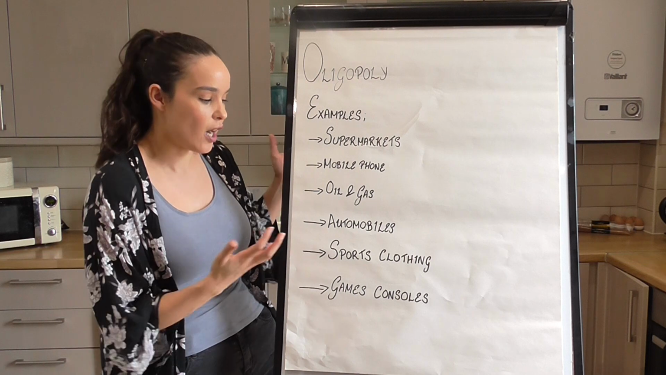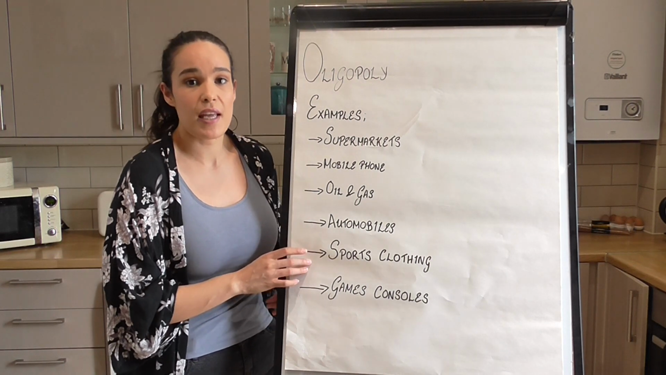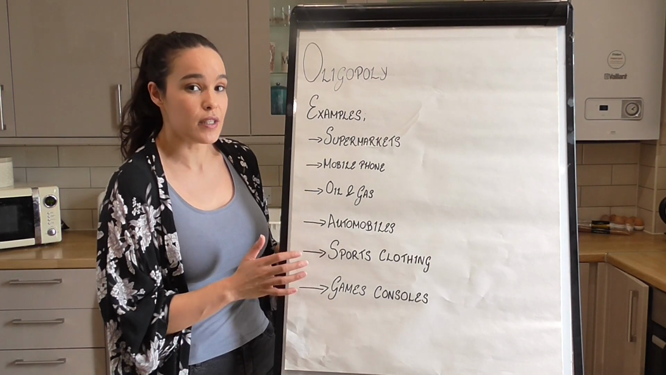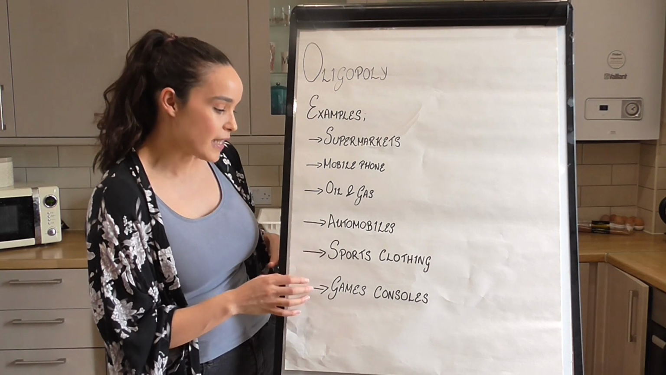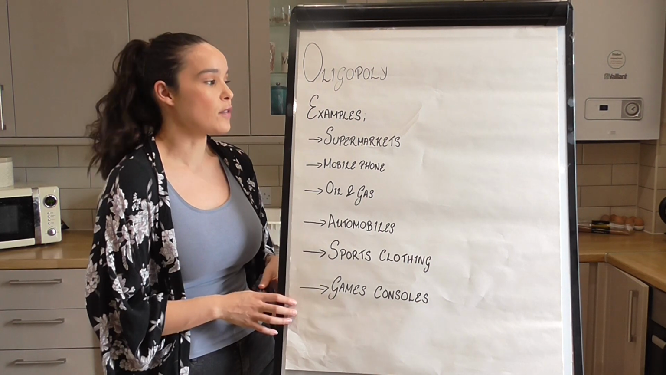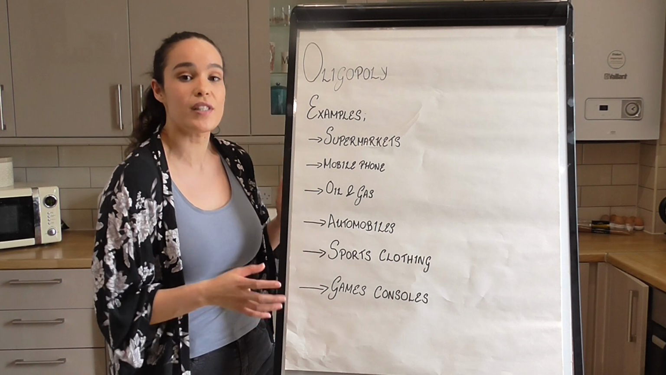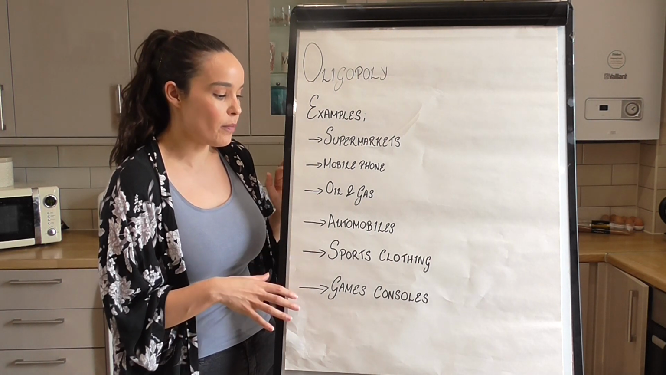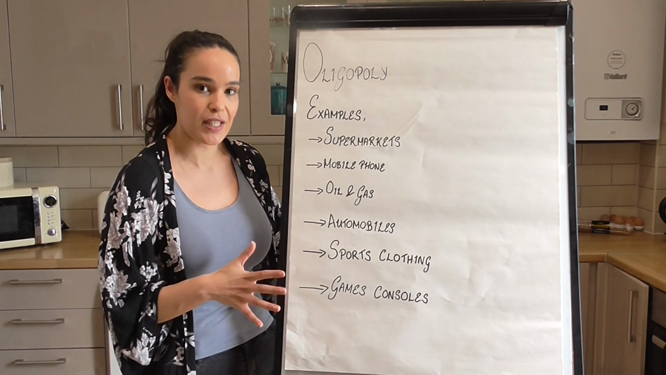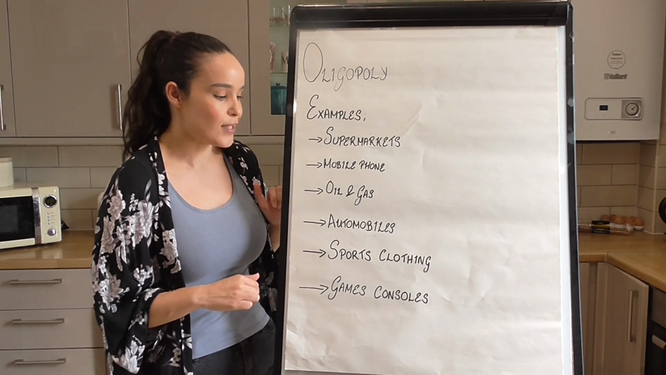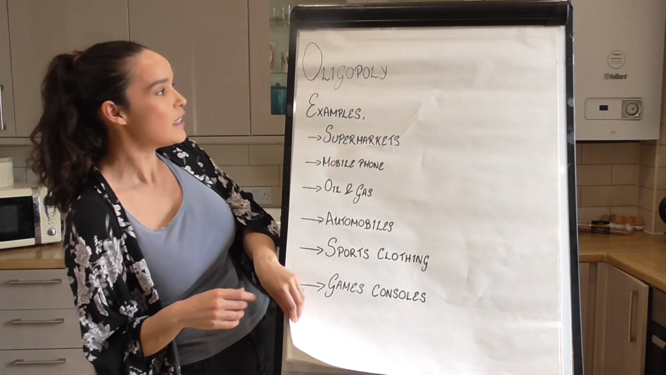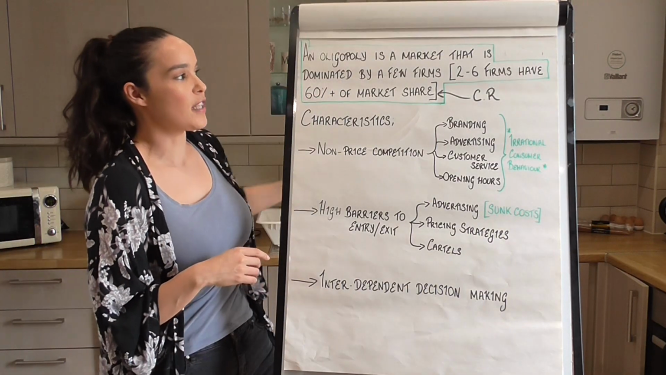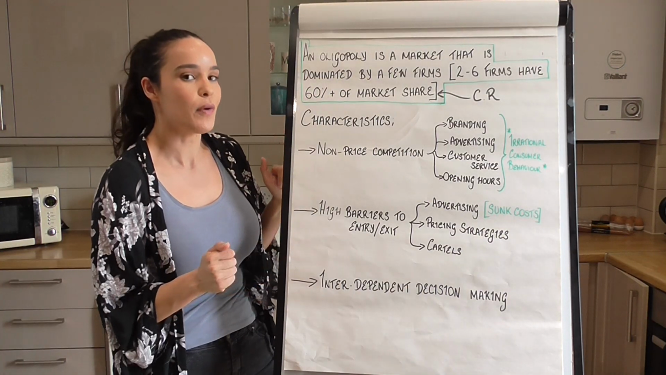Automobiles, so the car industry, sports clothing, especially trainers. I think you'll find it useful to think about trainers, and games consoles, so the games consoles market. So I suggest you pause that and then think about what these markets have in common and come up with a list of characteristics on your own. Okay, so pause. What I'm expecting you to come up with is not all of this at once, we'll go through it.